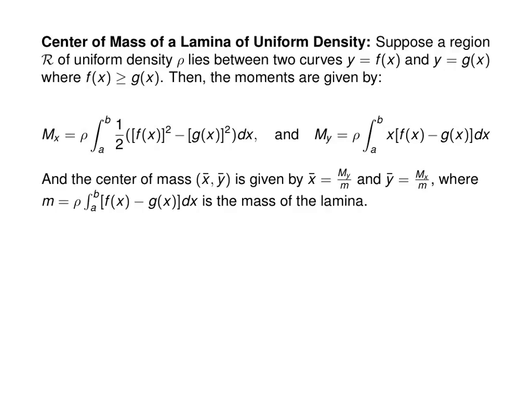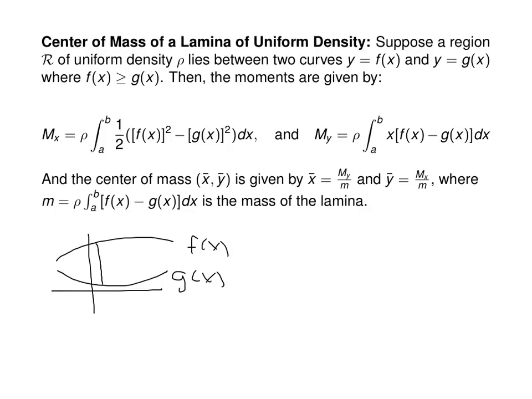Now, suppose we have a region R of uniform density ρ that lies between two curves y equals f of x and y equals g of x, where f of x is greater than g of x. So here we have f of x, here we have some g of x, and we want to find the center of mass of that object between a and b.